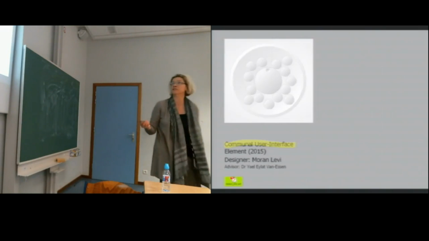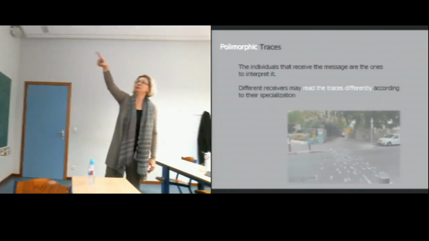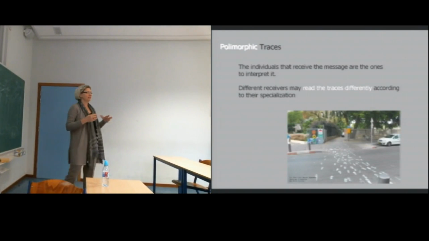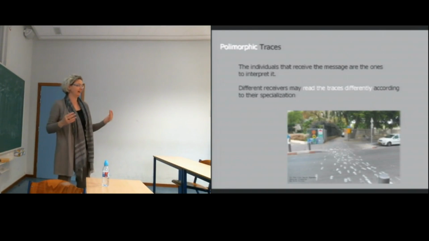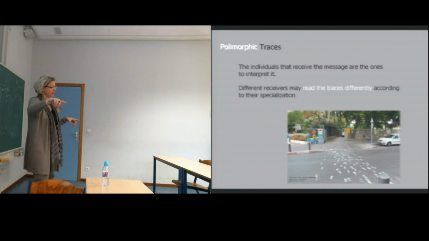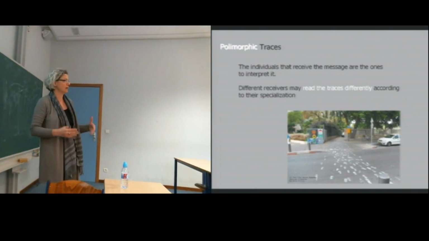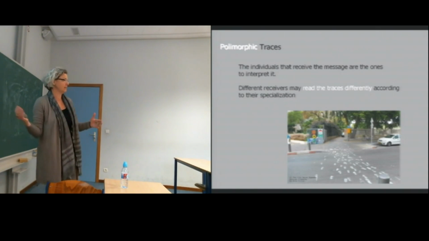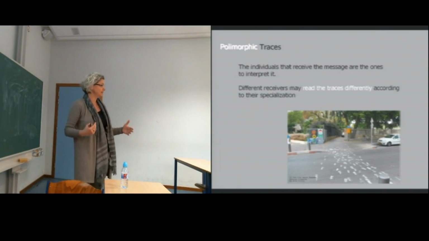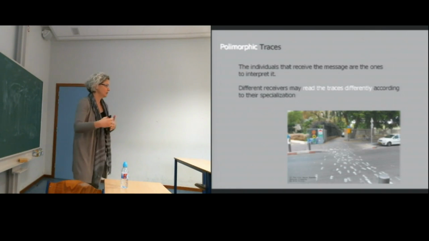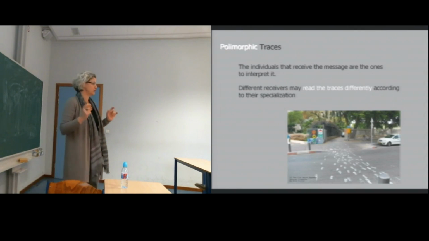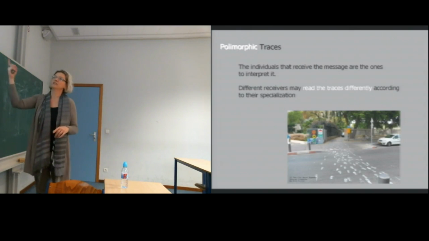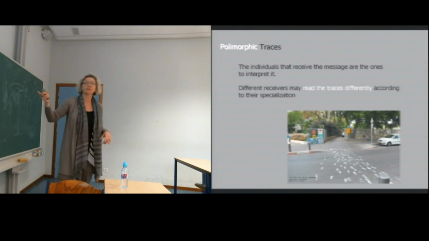It's another very, very small project. Polymorphic traces is the possibility to create traces that are exactly one, but every different agent that sees them can read them differently. So, for example, zebra stripes in the street: if I have to cross, I will read it as the possibility to cross. If I have a car, I read it as the necessity to stop. So it's the same trace, but different agents read it differently according to their function in that moment. So this was a very small project, done with a school in Israel, in a small town.